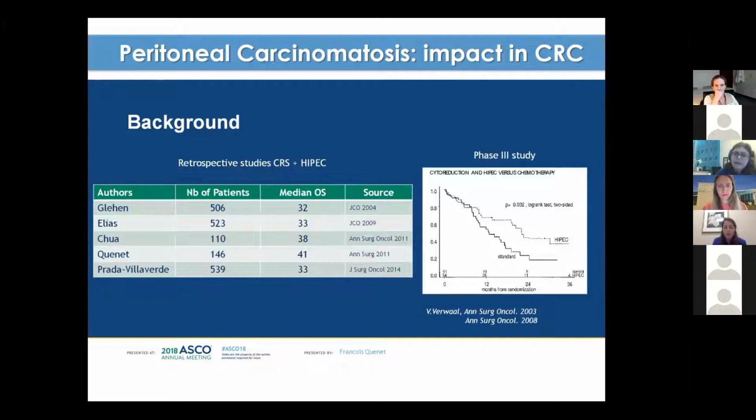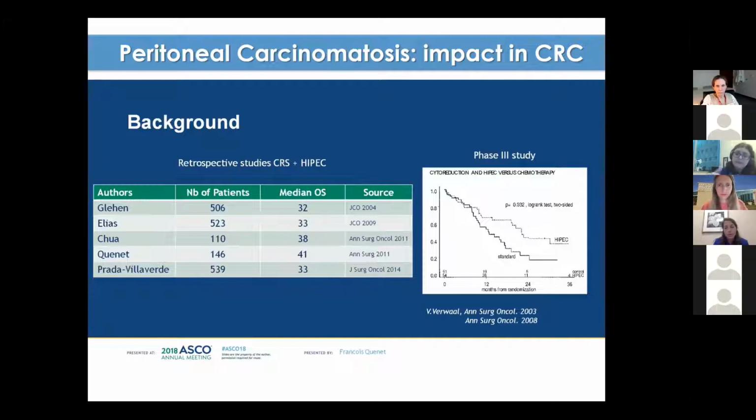The first phase 3 study that looked into chemotherapy by itself versus cytoreduction and HIPEC in the colorectal population was actually done in the Netherlands and was initially published in 2003, and later there was an updated publication in 2008. In this study, patients were randomized to receive just traditional chemotherapy versus traditional chemotherapy plus cytoreductive surgery and the HIPEC.